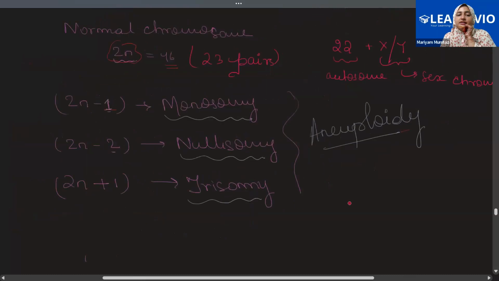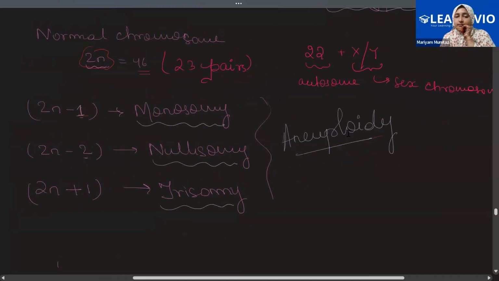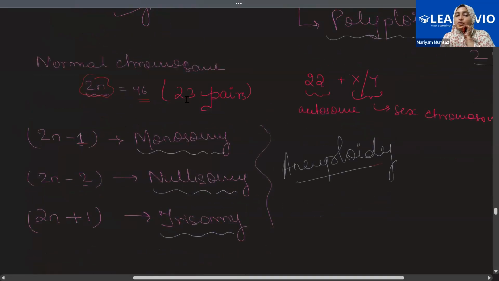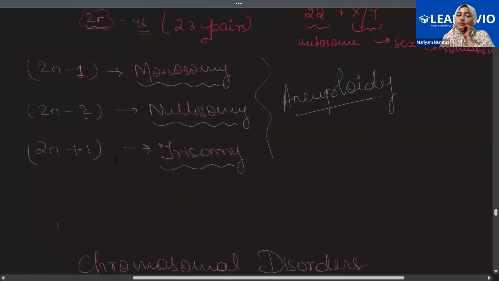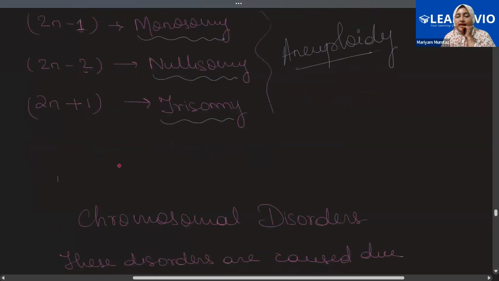Now, in the case of monosomy, 2n minus 1 takes place. Monosomy means one chromosome is less. Nullisomy means two chromosomes less. And trisomy is an increase by one in the number. For example, if a normal human has 46, after trisomy it becomes 47. So that is how it happens.